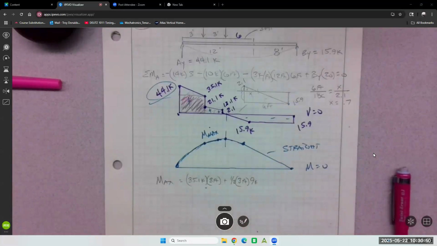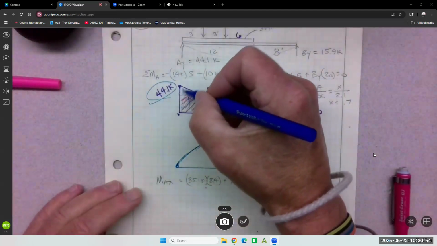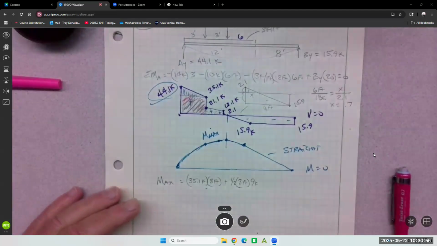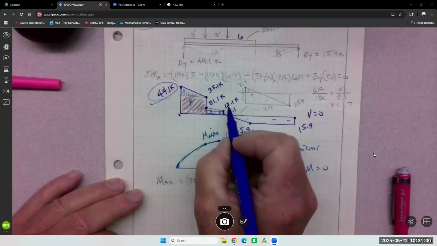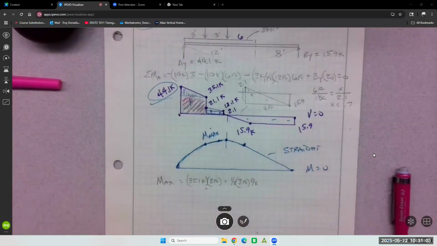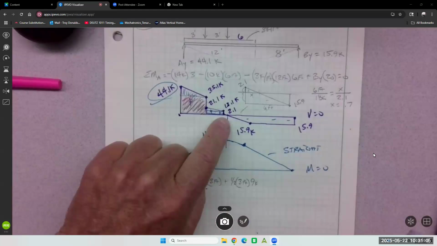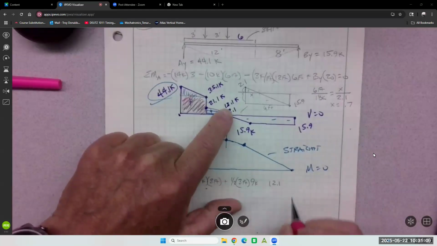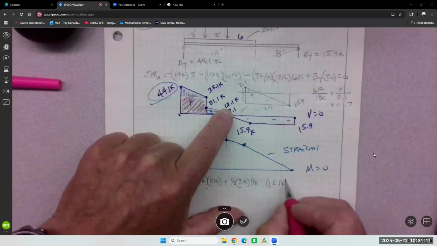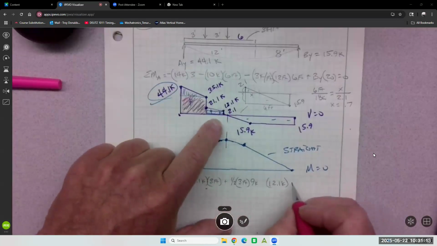So now we got that triangle accounted for. Now I'm going to do this rectangle here, which is the 12.1, the 2.1, sorry. Oh, the 2.1 is the lowest. It is the 12.1. Yeah, bigger diagram would have helped. Times 3 feet.